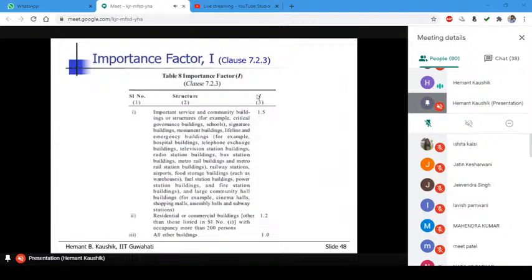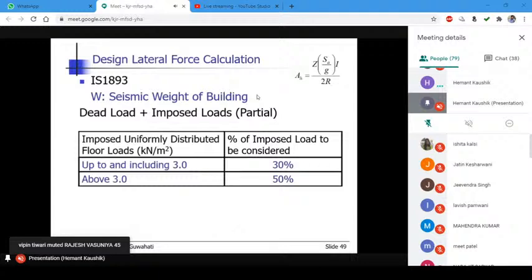These are the important factors for different types. Now in this report, there is an additional factor defined, which is okay. Previously it was only 1 and 1.5. Now this point is interesting. In seismic analysis, the code gives you one advantage.